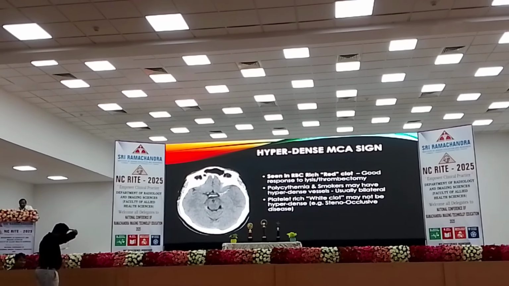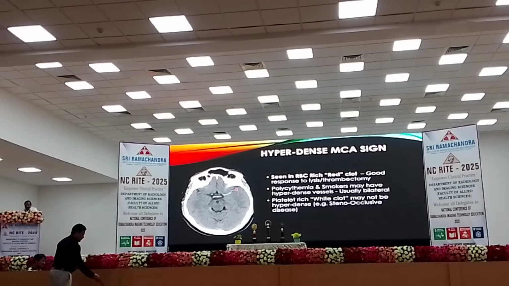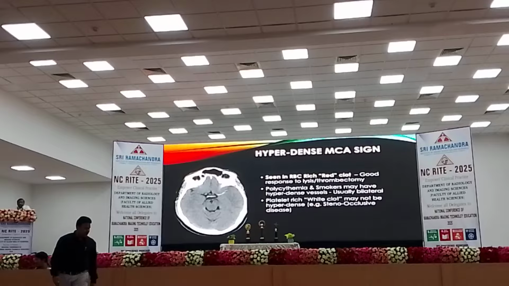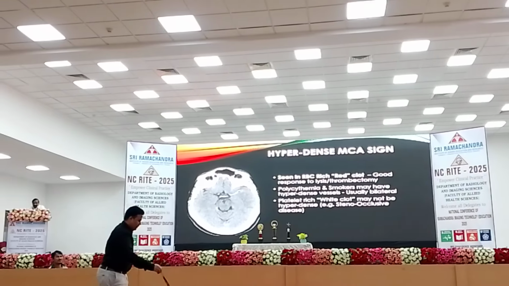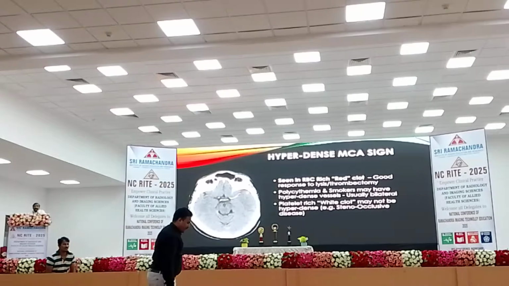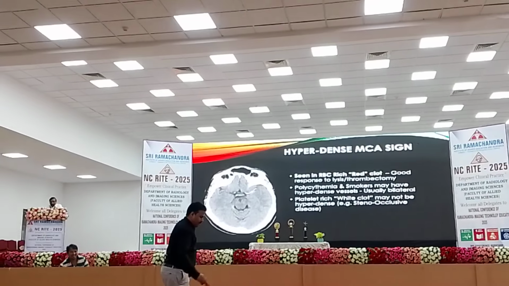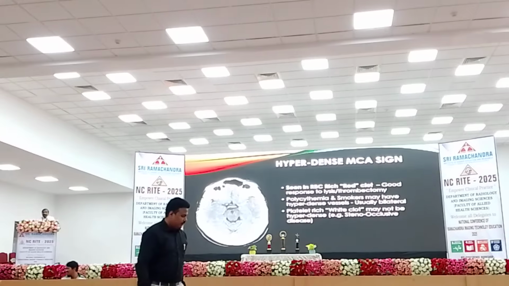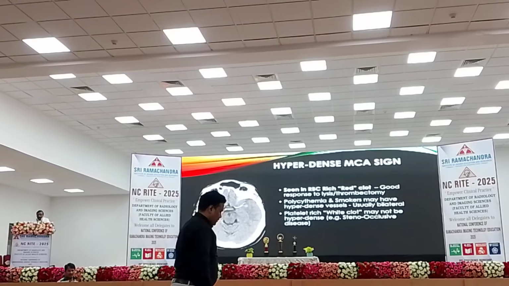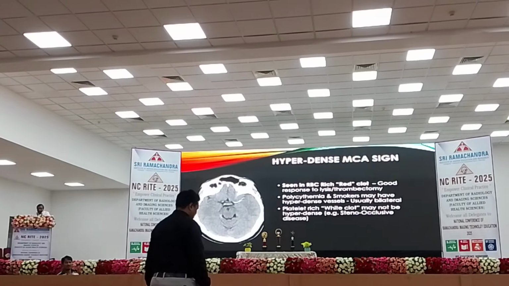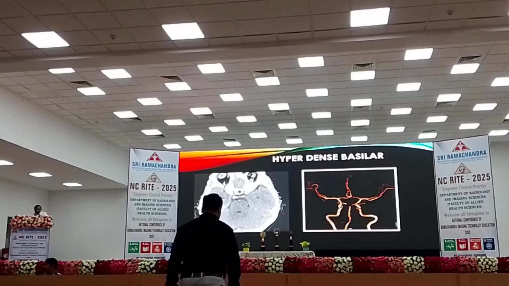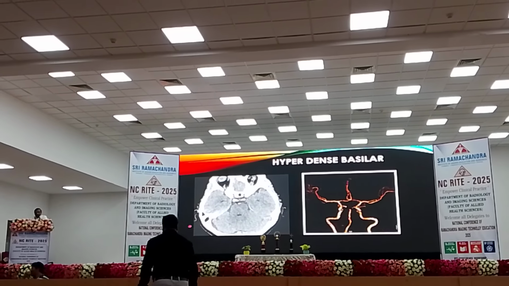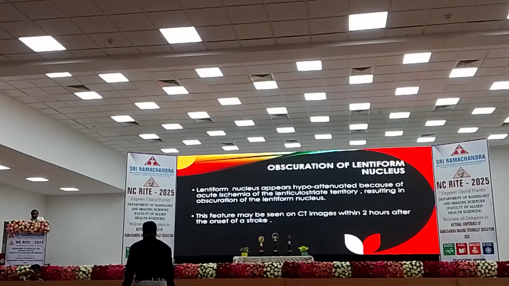You can see there is a left middle cerebral artery hyperdensity, called the hyperdense sign, which indirectly says there is an infarct. There can be such a sign in certain conditions like smokers and hypertension patients, but it will appear bilaterally. Here you can see the basilar artery hyperdense sign, which indicates the infarct.